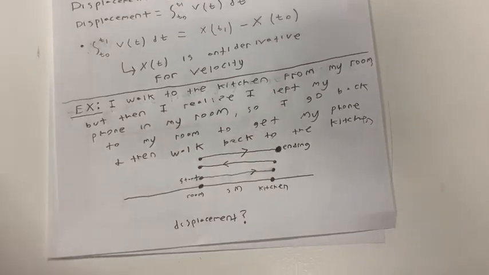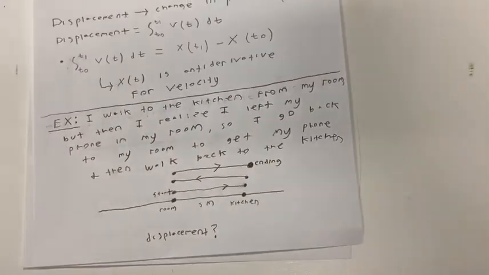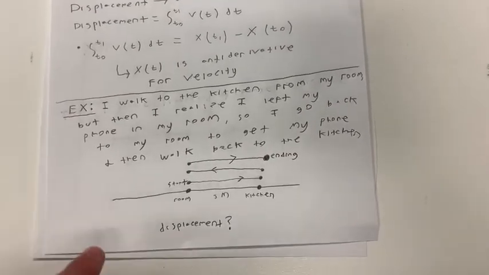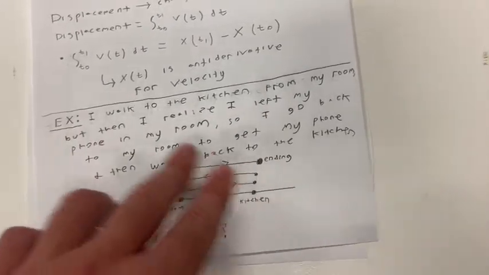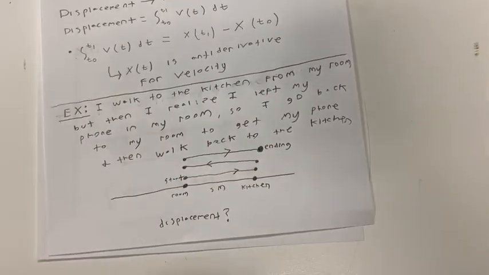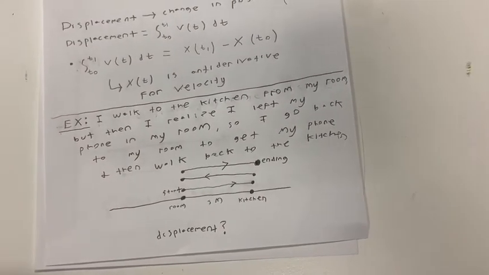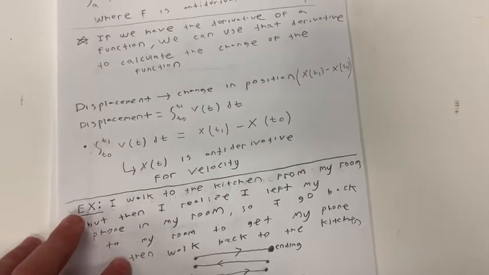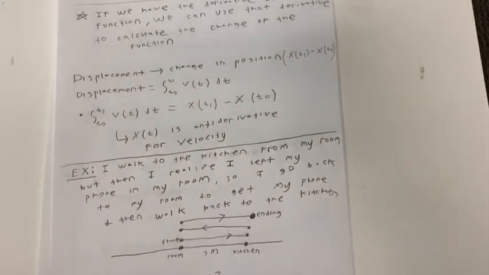As we see, our starting point is here in my room, and my ending point is here in the kitchen. So what is the displacement? What is my change in position? It is simply just 5 meters. We are 5 meters away from where we started. It doesn't matter what happened in between. We're just looking at start and ending, and the change in that is just 5 meters. So now let's look at the graphs of position and velocity and implement what we learned here and see if the displacement is still 5 meters.